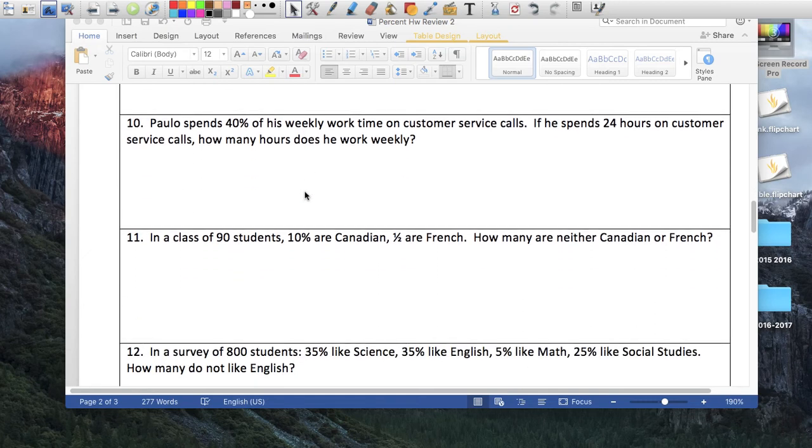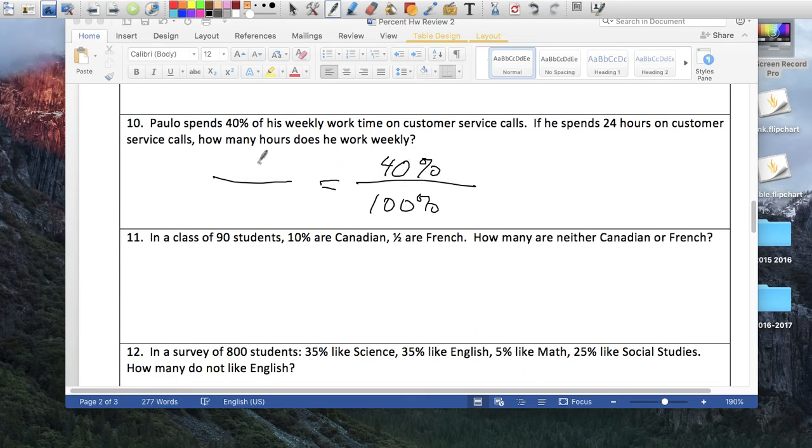Paulo spends 40% of his weekly work time on customer service calls. If he spends 24 hours on customer service calls, how many hours does he work weekly? Okay, well, let's set it up. So 100%. 40 is at the bottom. 40% of the time that he spends at work is on the phone with customer service, his customers.